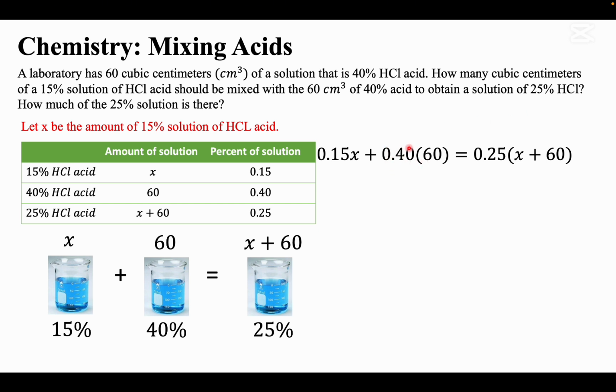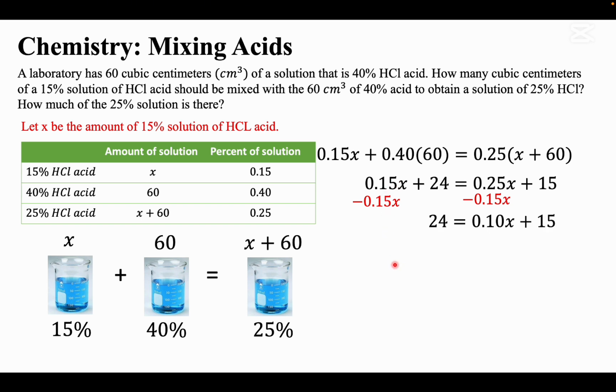So we're going to multiply this 0.40 with 60, and then distribute this over to get this equation here. We don't have like terms that we can combine here. So the next step would be to move the variables to the same side. So we're going to subtract 0.15x from both sides. This cancels, so we have 24 equals 0.10x plus 15. Take this 15 over to the other side by subtracting.